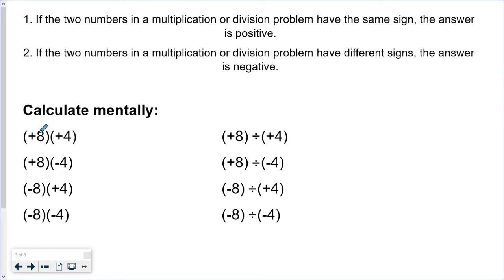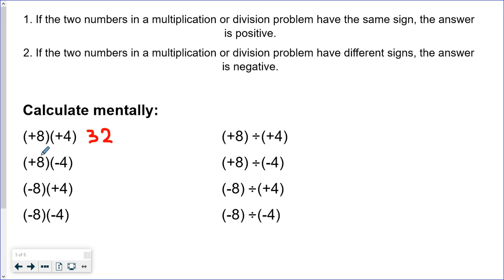I have a positive 8. I'm going to multiply that by a positive 4. It looks to me as if both symbols are the same. And if both symbols are the same, that tells me my answer should be positive. So when I take 8 times 4, that's going to give me a positive 32.